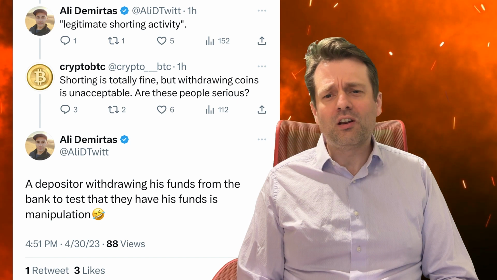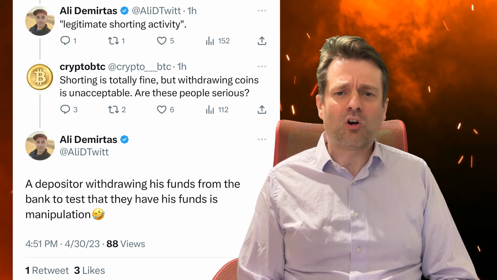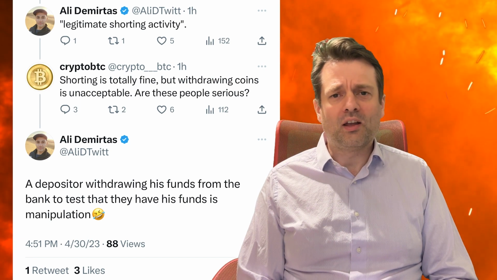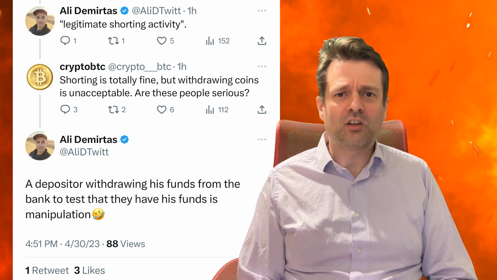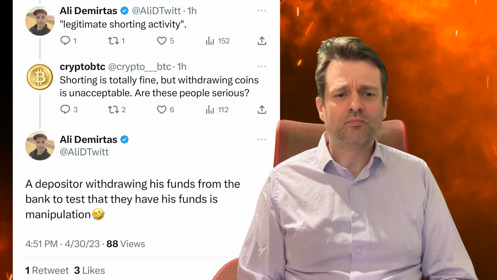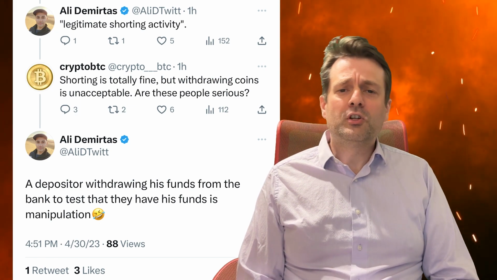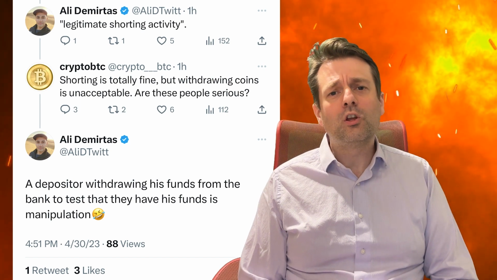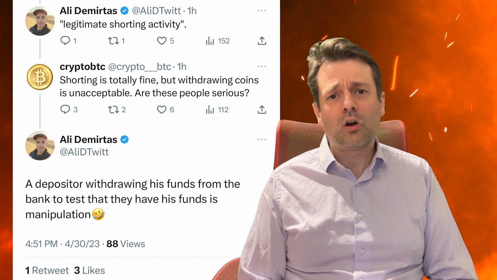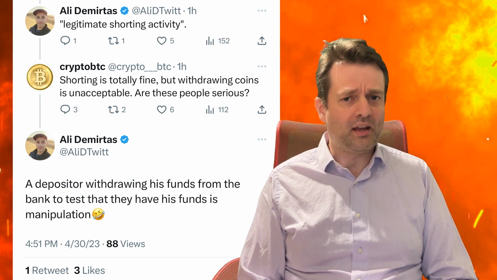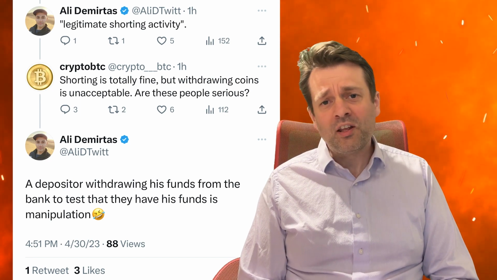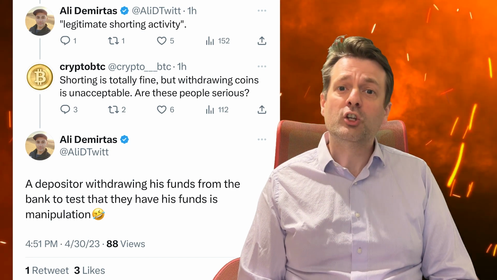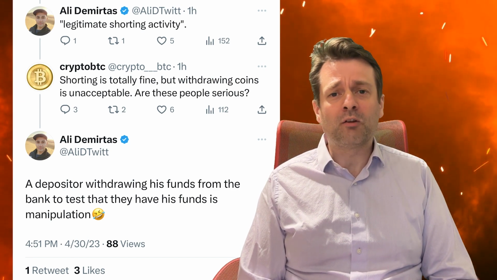But the notion that shorting itself is somehow this horrible thing, that is not borne out by anybody who has any trading experience at all, as at least Ali claims to have. And when it comes to withdrawing, again, this comes down to intent. Were you just withdrawing your assets, or were you looking to do something else? Now, there is credible evidence that the person withdrawing repeatedly and redepositing was doing so to manipulate the market rates.